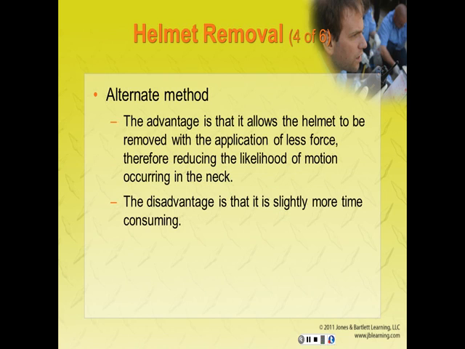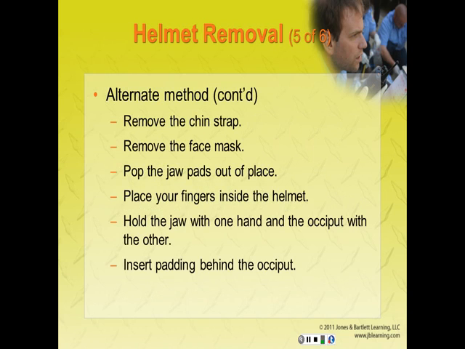An alternate method has the advantage that it allows the helmet to be removed with the application of less force, and it reduces the likelihood of motion occurring in the neck. The disadvantage is that it is slightly more time-consuming. The steps to the alternate method are to remove the chin strap, remove the face mask, pop the jaw pads out of place with a tongue depressor, and place your fingers inside the helmet during removal of the helmet.